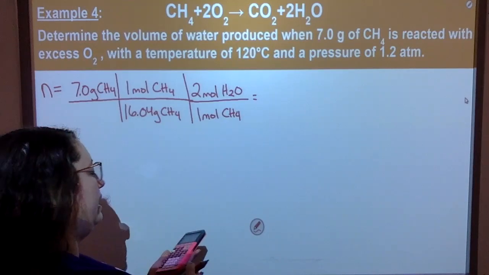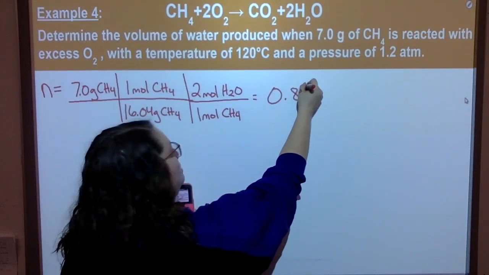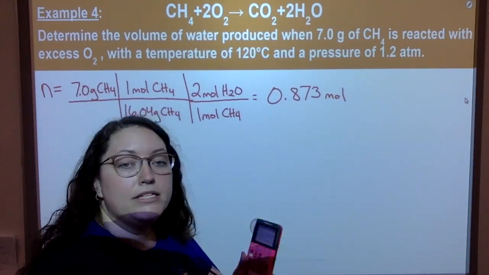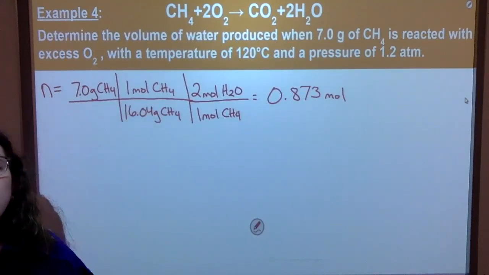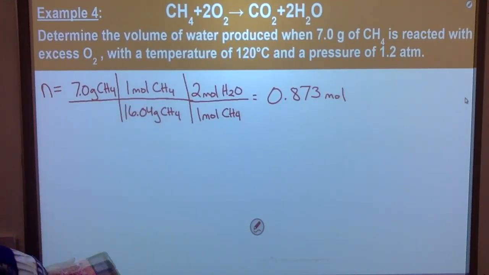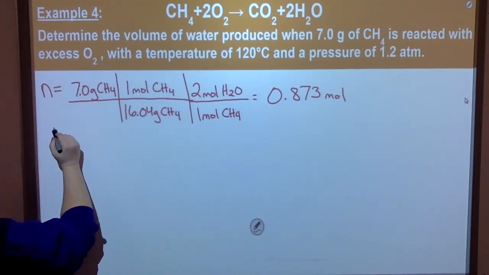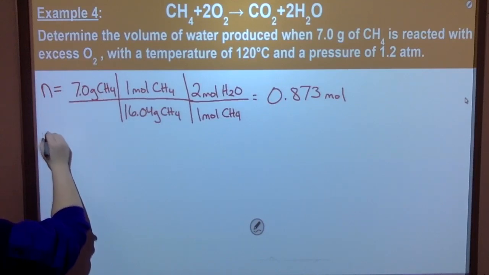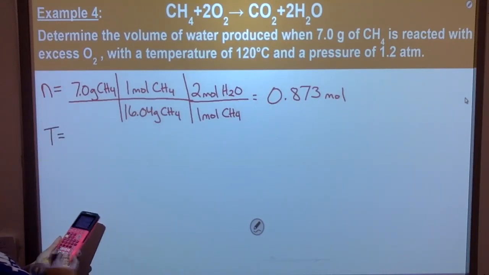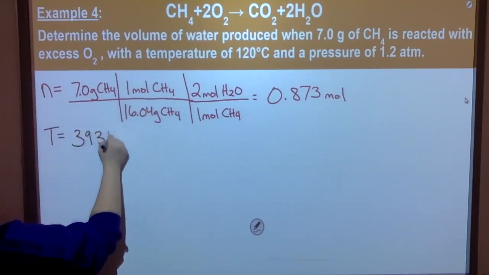Okay, so that gives us an n value of 0.873 moles. So it's a lot of work to find one variable, but that's how you do it. Okay, so now we know n. We're trying to find volume. So what else do we have here? Okay, so we have the temperature. It's in Celsius, so we're going to have 120 plus 273, which gives you 393 Kelvin.